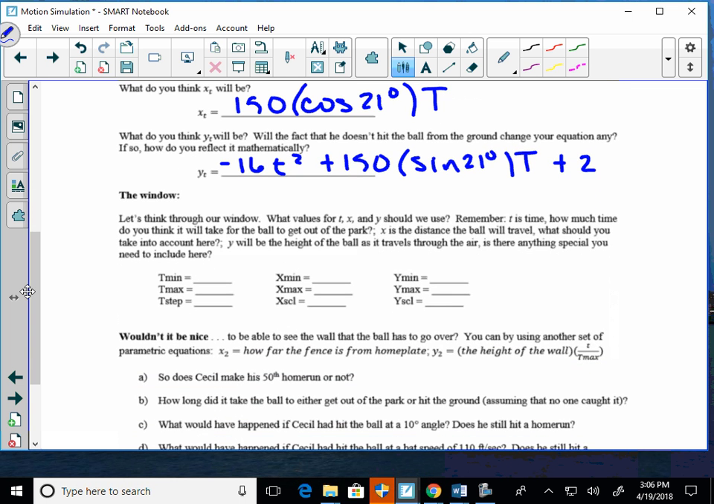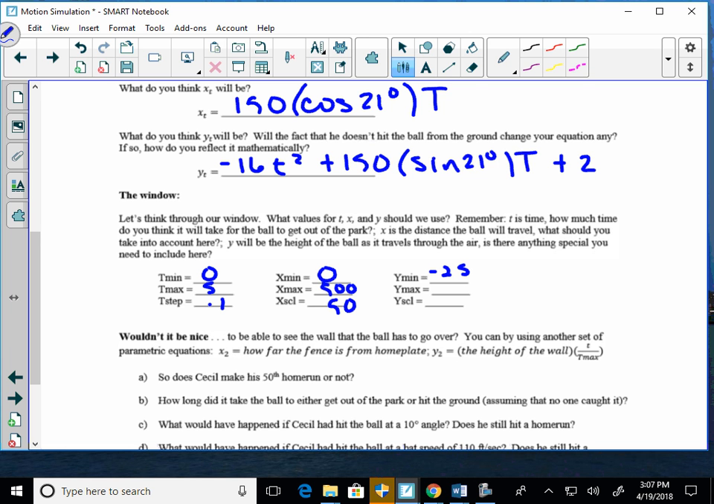Okay, next, let's do this window. T min, I'm going to let be 0. I'm going to leave the T max at 5 and do 0.1. X min, I'm going to do 0. X max, how far out? 480. So here, hold on, let's do 500, and let's go by 50. Okay, Y min, let's do negative 25 so we can see what's happening.